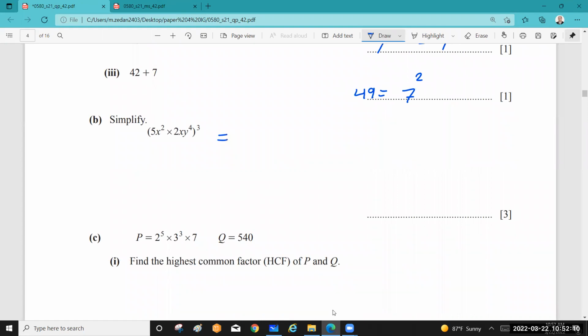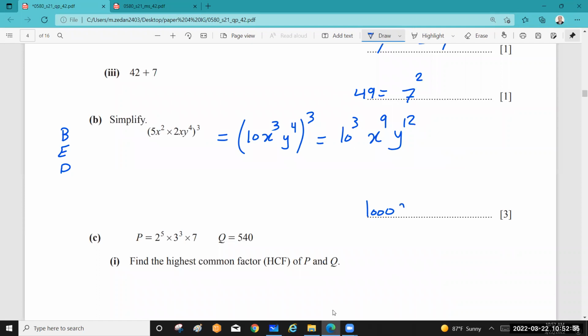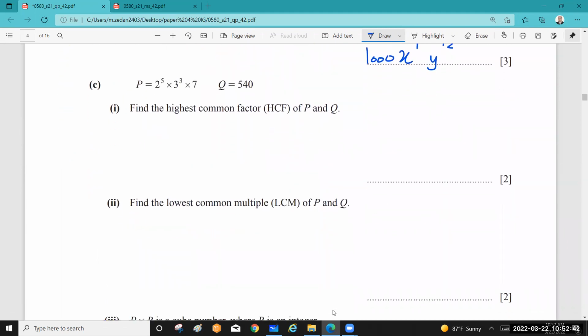When you simplify this one, apply the order of operations. You start inside first, and then make the power. 5 times 2 is 10. And the x squared times x cubed and y power 4. All this monomial raised to a power of 3. So you have 10 power 3. The x power 3 power 9. And y power 4 all power 3 is 12. So the final answer is 10 power 3 x to the 9 and y power 12. This is the answer.